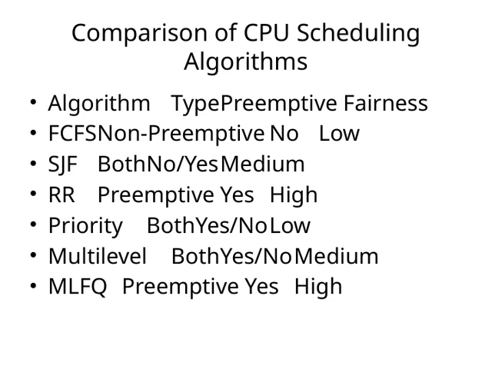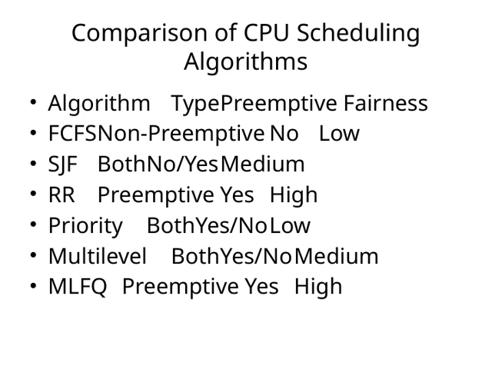Next, multi-level queue scheduling can also be both preemptive and non-preemptive, with processes assigned to different queues based on their priority or type. Fairness varies, but it generally offers medium fairness, as processes are grouped and scheduled within their queues.